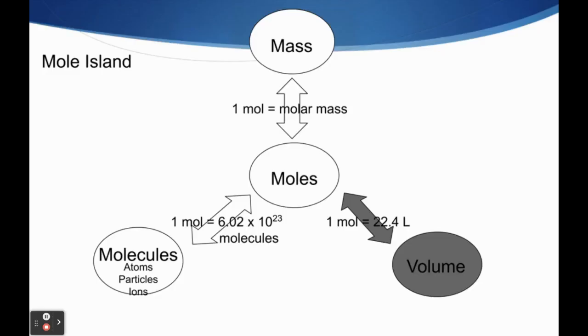So looking at Mole Island, we see that moles is in the center. So if we are given the mass of something, we can calculate the number of molecules as long as we convert to moles first. If we're given molecules, we can find the mass as long as we convert to moles first. So the key is to always convert to moles and then convert to the other value you're looking for.